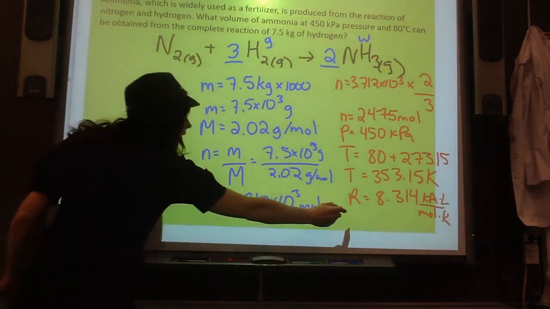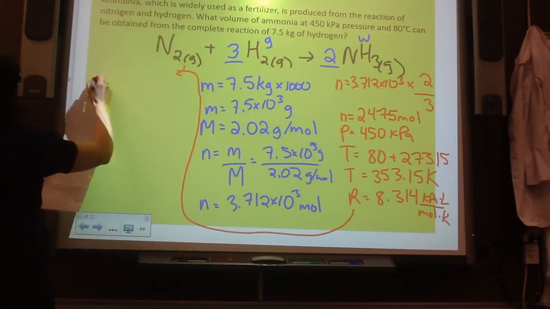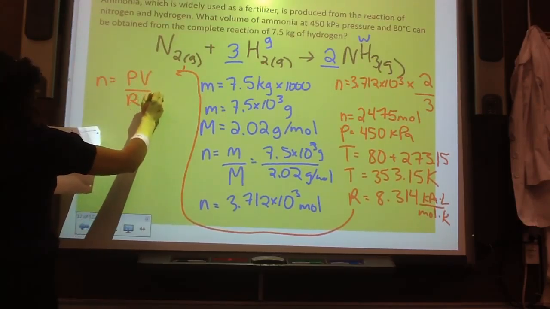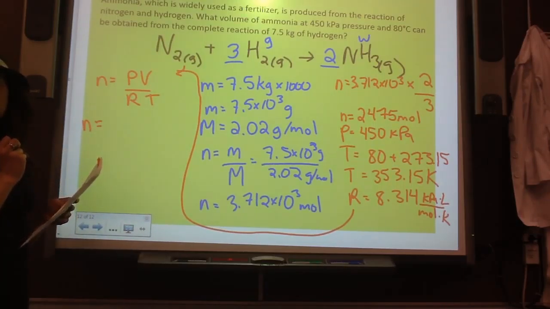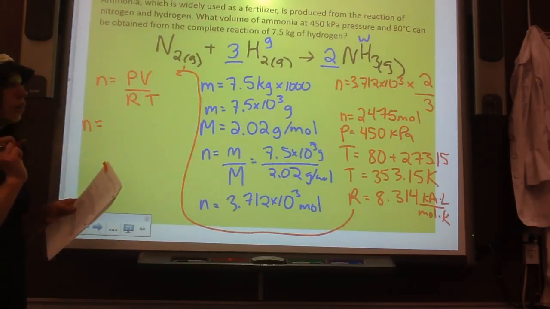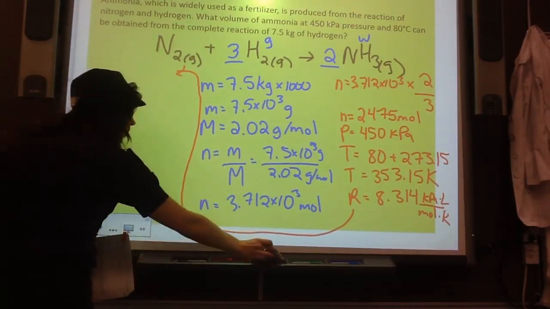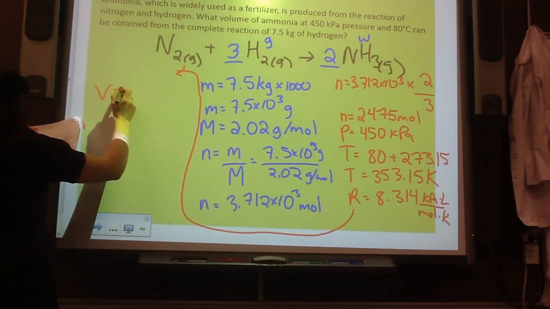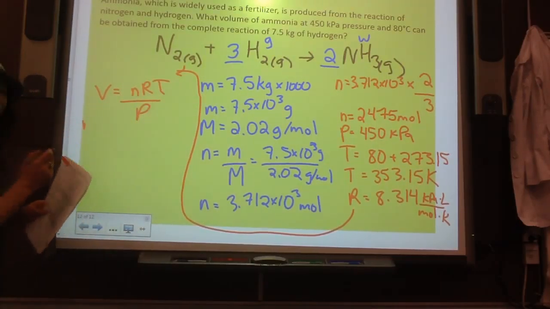So I'm just going to go over to this side where I have more space now. So my N is equal to PV divided by RT. I'm not going to put in the units because I will run out of space. Aren't you looking for your volume? Oh yeah, sorry, thank you. I wasn't thinking. Okay, so V is equal to nRT over P. There we go.